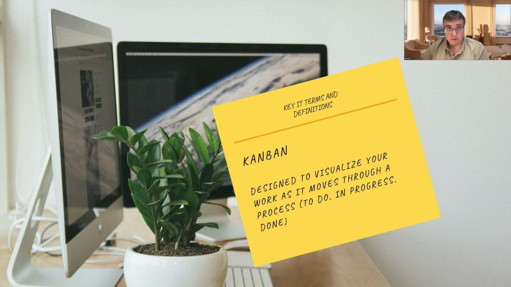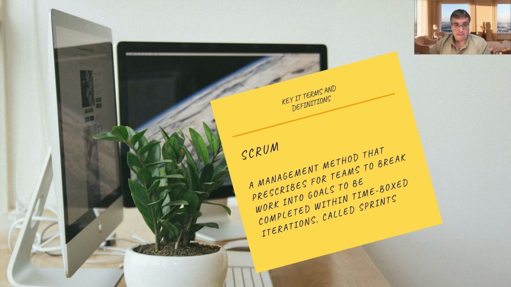So to do, what we need to do; in progress, the things that are being done now; and done, the things that are done, so we can track our progress or we can compare the results. Scrum. Scrum is the management method that prescribes for team to break work into goals. So a big problem or a big challenge can be broken down into smaller time-boxed parts that our team can solve one by one, gradually in smaller pieces.